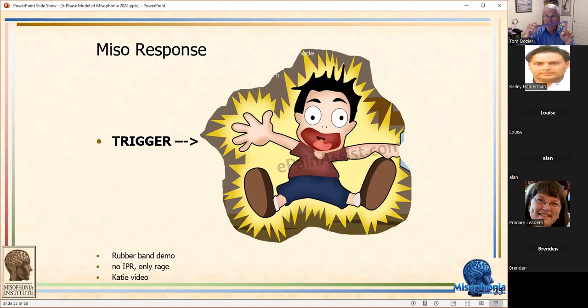So I got this big rubber band here. I'm going to do my imitation of misophonia. I'm going to say slurp. Okay, so slurp, slurp. That's enough. I don't think I'm going to do it a third time. Okay, so you're getting zapped.